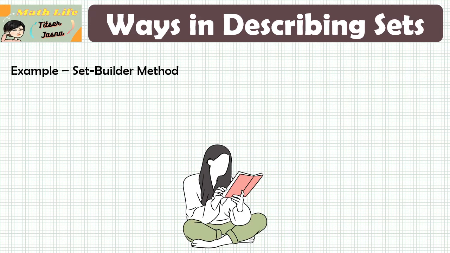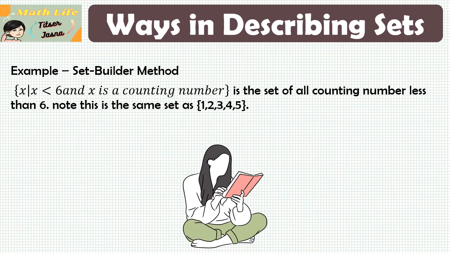So here is an example of the set builder method. We're going to read this: x such that x is less than 6 and x is a counting number. Meaning the value of x is less than 6 and it is a counting number. So the set of all counting numbers less than 6 is 1, 2, 3, 4, 5. We can also write it in the roster method like this.